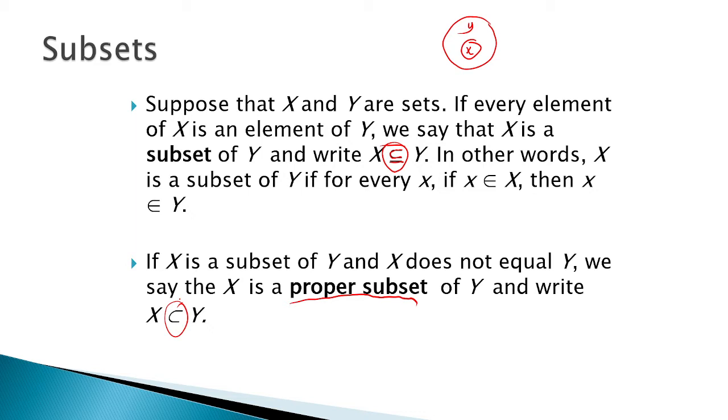So, kapag sinabi kong subset, I'm most likely referring to a proper subset. So, meaning, hindi ko ina-assume, it's not an assurance na pag sinabi kong subset ay equal sila. No. It's the other way around. So, pag sinabi nating subset, ina-assume natin that it is a proper subset and hindi equal yung dalawang set na kino-compare natin.